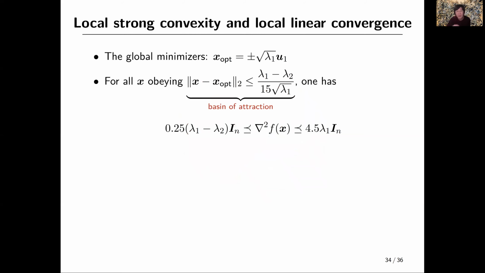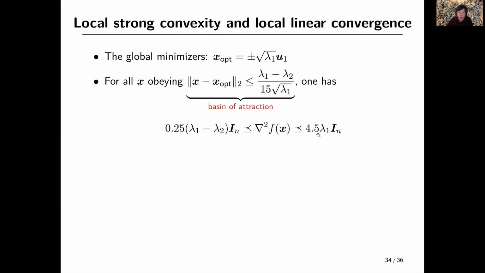Indeed, this is a message that we try to convey in this slide, particularly if we're focusing around the local neighborhood of the global optimum. In this L2 local neighborhood, where the size of the neighborhood depends on essentially the eigengap of matrix M of interest, we can actually show that the Hessian of our matrix loss function is strictly lower bounded by some non-zero quantity and also upper bounded.